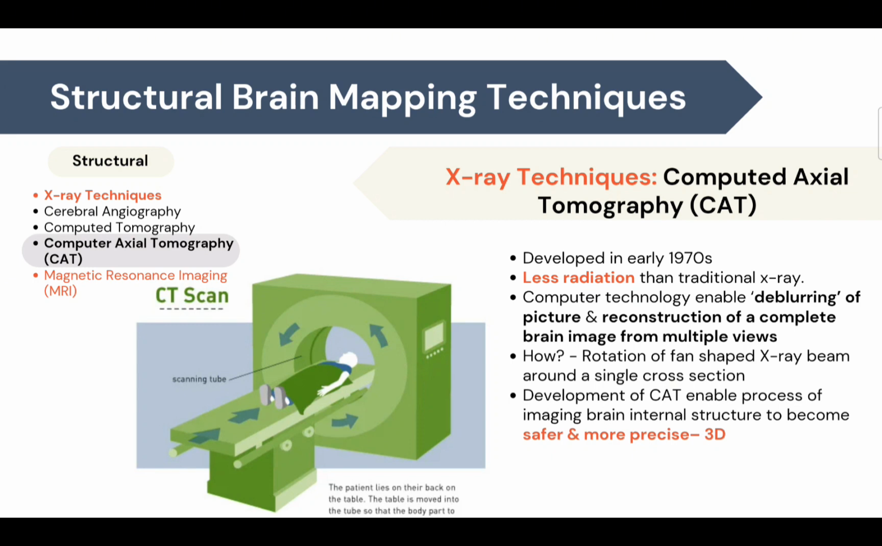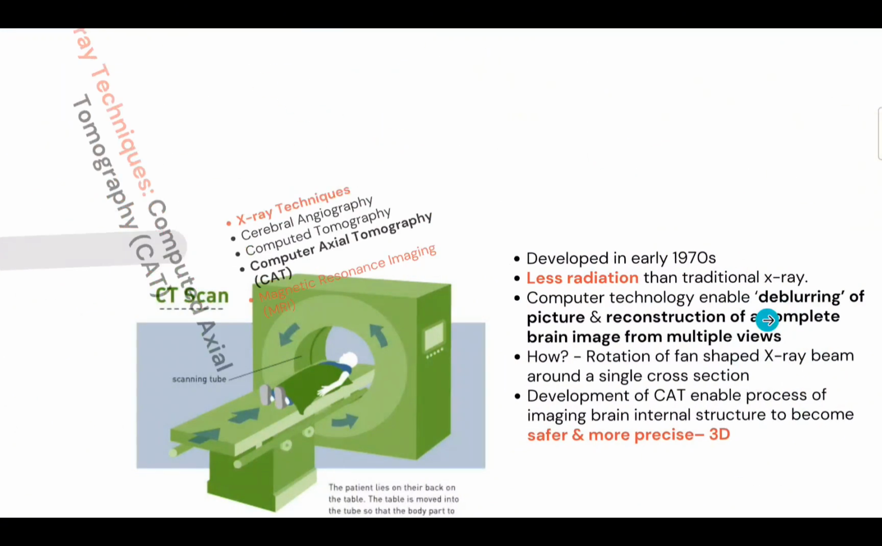And this CAT scan works with a rotation of a fan-shaped X-ray beam around a single cross-section. This development of CAT made the process of imaging the brain's internal structure safer and more precise. Why safer? Because of less radiation. Why more precise? Because of the de-blurring effect from the computer technology.